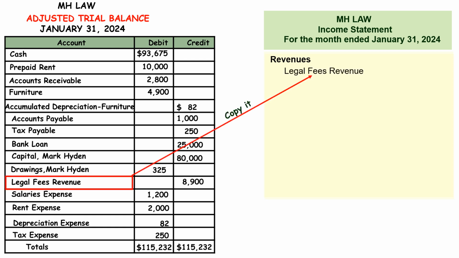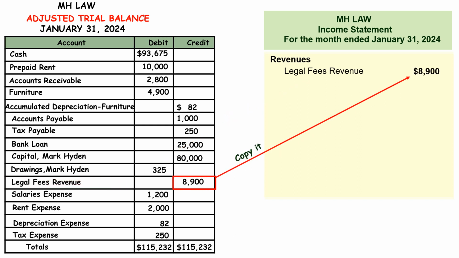So you can see we have a figure for legal fees revenue. We are going to copy that heading from the trial balance. Next, we are going to copy the amount from the trial balance, $8,900. Now we have copied the revenue. So on an income statement, we show revenue and expenses. The next part is to copy the expenses section of the adjusted trial balance onto the income statement.